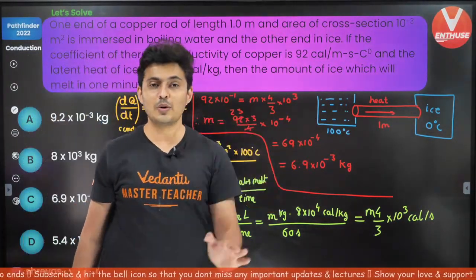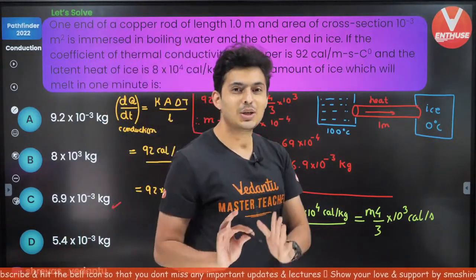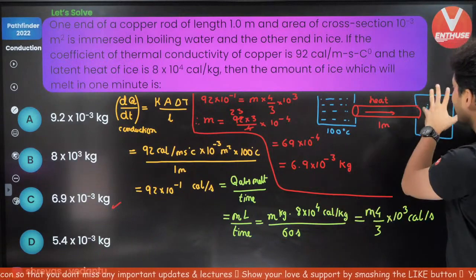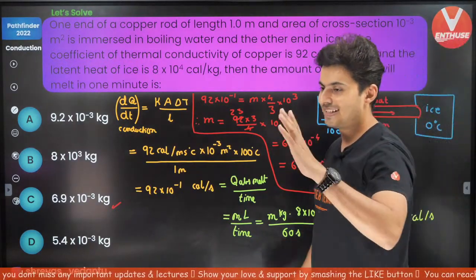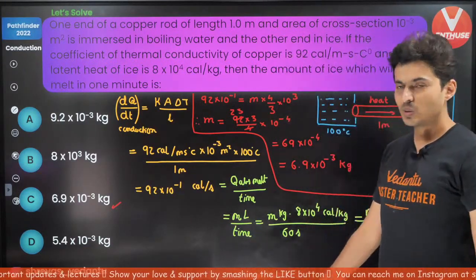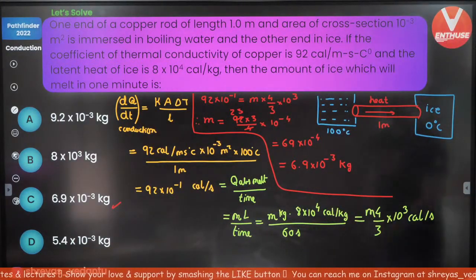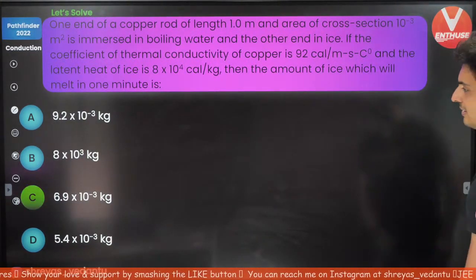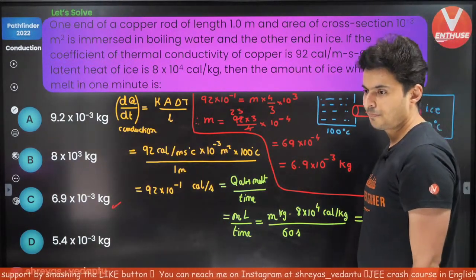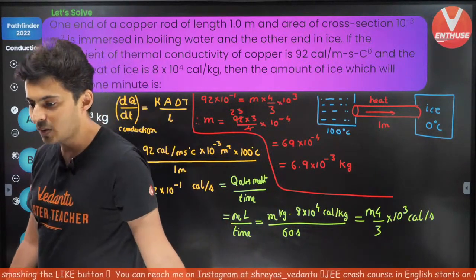Understood? So a beautiful question on how you need to take care of units and also the application of conduction combined with calorimeter. That's why it's very nice. Did you love this question? Was this question interesting? And if you loved it, go smash the like button down there. Yep, it is 6.9 into 10 to the power minus 3 kg. Beautiful question. Very good.